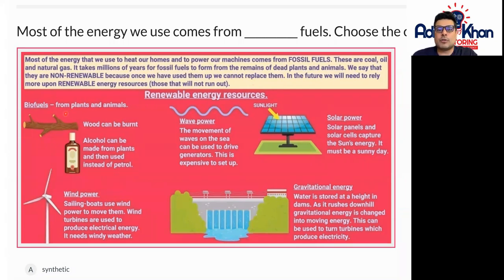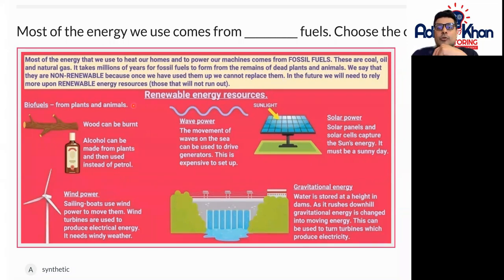So biofuels from plants and animals. So biofuels are what we call fuel that comes from human waste and animal waste. It could also come from crops as well. So it could come from human rubbish, that we create when we throw away garbage and litter in the bin. So that can be burnt to create fuel as well.